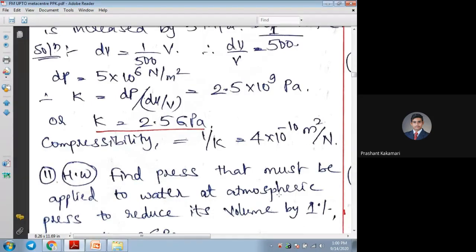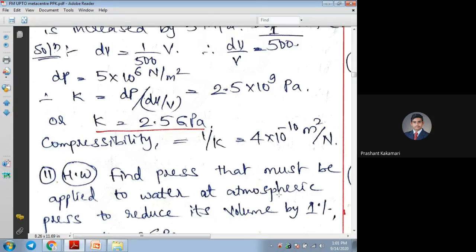Okay, we were discussing bulk modulus of elasticity K, which is given by the ratio of change in pressure to the volumetric strain dV by V, and compressibility is the reciprocal of that bulk modulus of elasticity, which is given by 1 by K, or you can write it as the volumetric strain dV by V to the dP ratio, the change in pressure ratio.